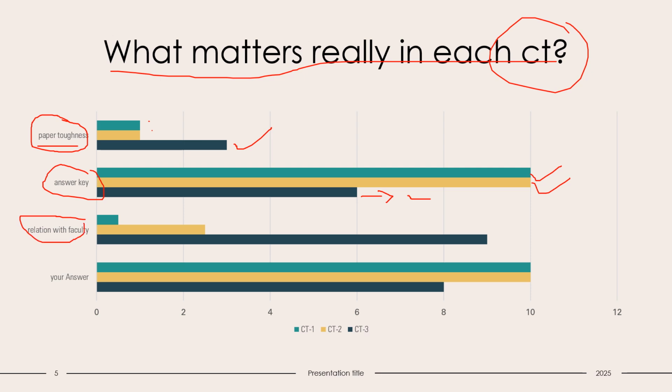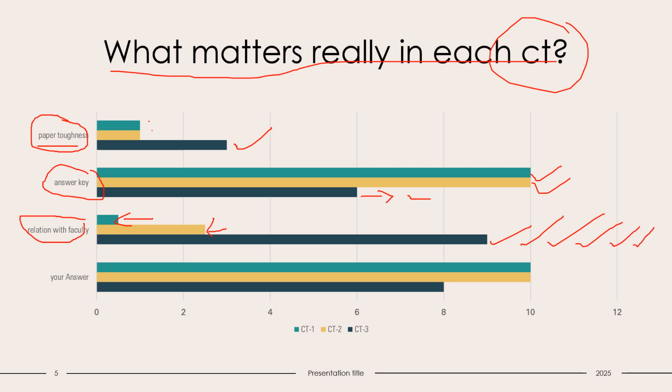It's the relation with the faculty. In CT1, you just start, the faculty doesn't know you, you don't know the faculty, so the relation with the faculty hardly matters. In CT2, it matters a little bit. In CT3, it matters the most. Always remember this. It's very, very important to have good relations with your faculty.